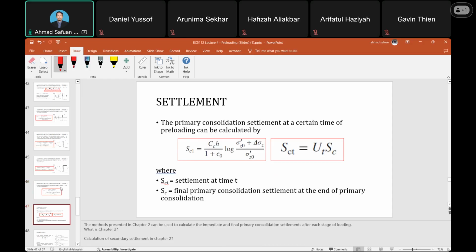At the same time, we need to determine the settlement. The primary consolidation settlement at a certain time of preloading can be calculated by Cc times H over 1 plus e naught, log of effective stress plus delta sigma Z over effective stress. That is for the SC1. While for the SCT, settlement at time T is based on the degree of consolidation, UT, times the SC.